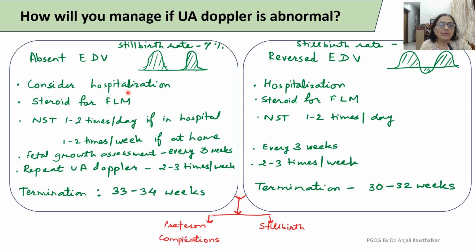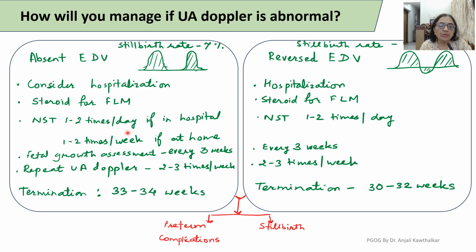We have to give an option of hospitalization with absent end diastolic flow, but hospitalization is mandatory with reversed end diastolic flow, as this is a more severe affection of the reduction in placental perfusion, or it indicates a greater degree of fetal affection as compared to absent. Reverse is associated with a poor prognosis, and that is why hospitalization is mandatory. For both situations, steroid is to be given to improve the fetal lung maturity.